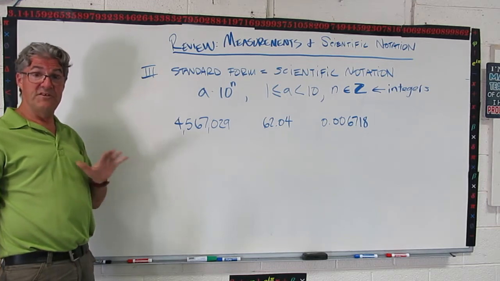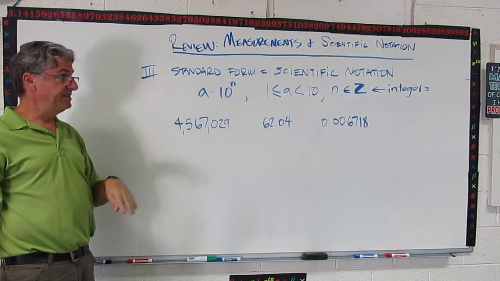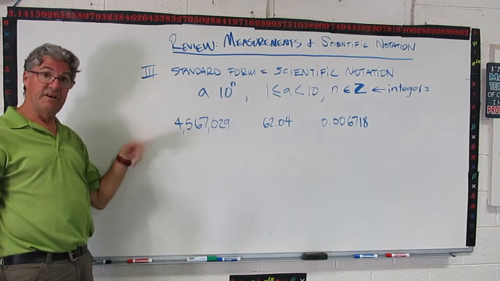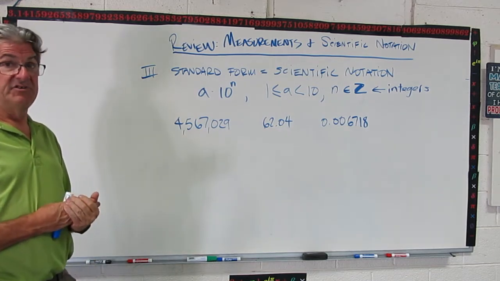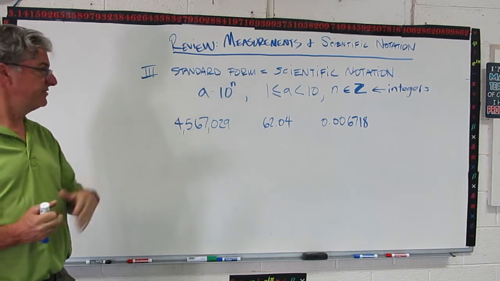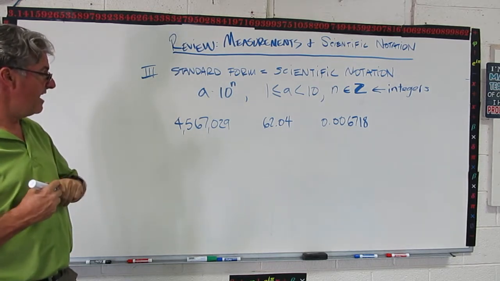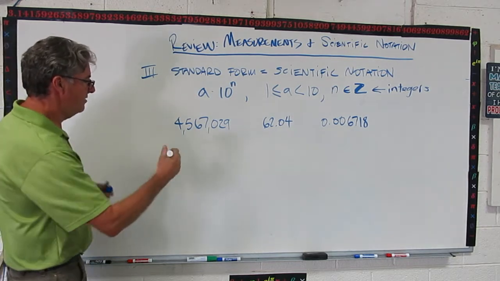4,567,029. Now hopefully you remembered when you were doing these that I didn't make any kind of a requirement for how you might round. So it's 3 sig figs. So what I'm going to do is figure that out and put it in the right decimal form first.